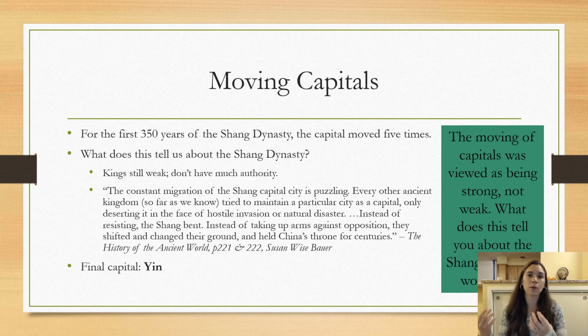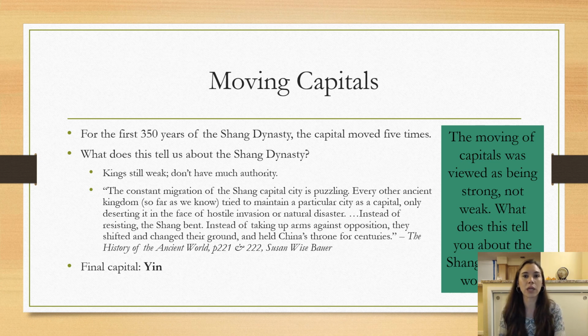Eventually, the capital moved to Yin, which was the capital for the rest of the Shang Dynasty. I want you to think about what this tells you about the Shang Dynasty and their worldview, because moving capitals wasn't seen as running away. It was seen as a strength. It wasn't a weakness to bend and shift. It was seen as being wise.